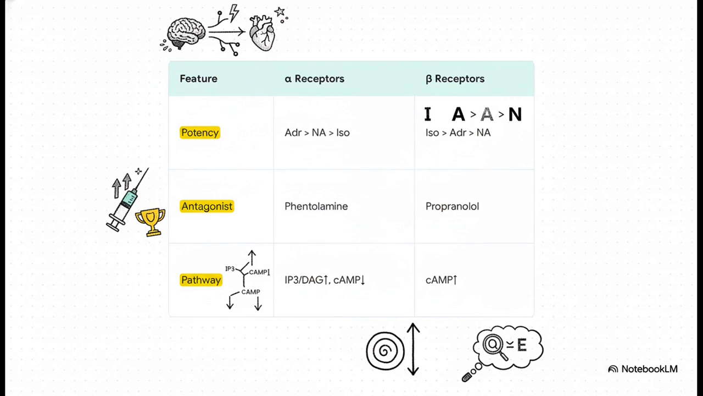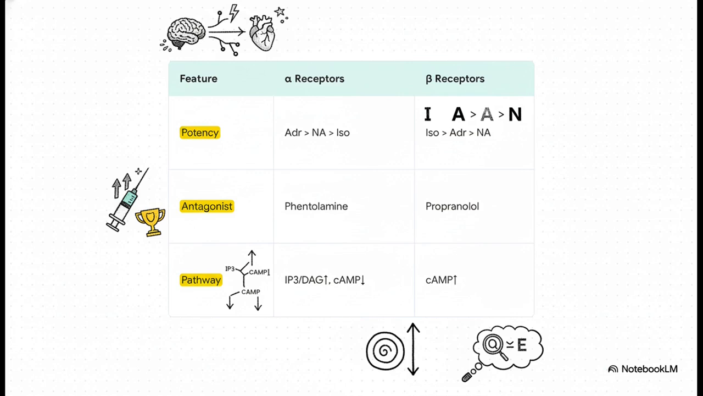This is pure gold for your exams, so pay close attention. He proposed that there must be 2 fundamentally different types of receptors, and he called them alpha and beta. And how did he tell them apart? By what he called the rank order of potency. For alpha receptors, the most potent drug is adrenaline, followed by noradrenaline, and isoprenaline is the weakest.